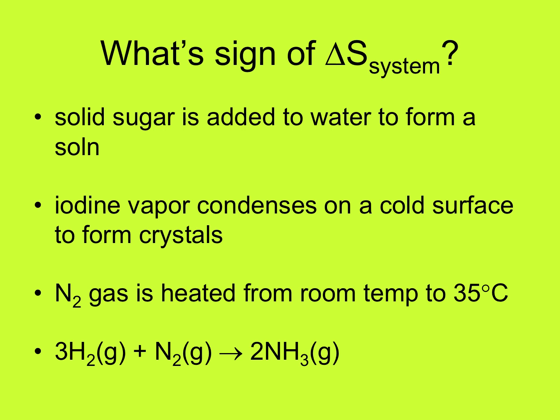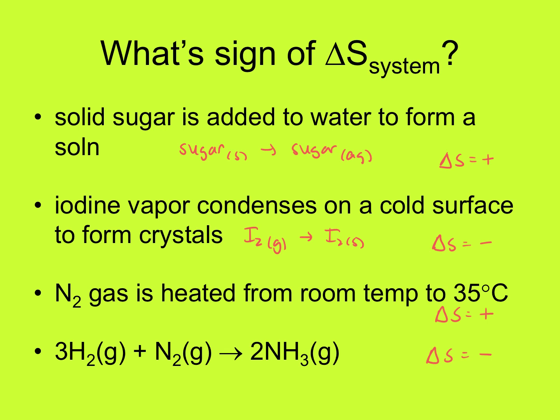Take a moment to pause the video and read through each scenario to determine the sign of delta S for that particular system. All right, go ahead and look at your answers. The first one has a positive value for delta S because you're going from a solid to aqueous. Again, more disorder, more microstates.